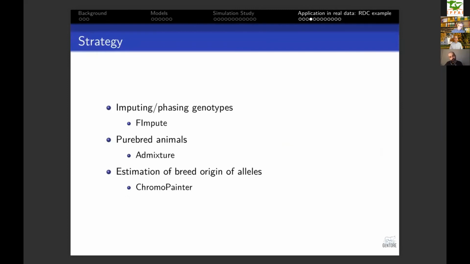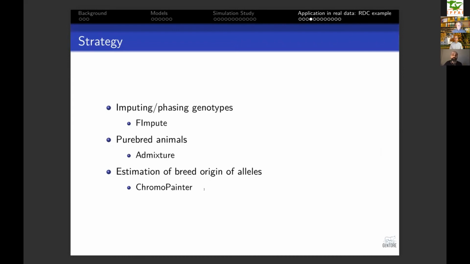And if you want to apply breed origin of allele approach in real data, then there are some steps that you have to go through. One is that you need to have phased genotypes, which Anna did using fMpute. And then you have to decide, at least in this case where admixture is more complex, which animals are pure, so that you have to estimate the breed origin of alleles in the population for each individual using available software, for which Anna used ADMIXTURE and Chromopainter.